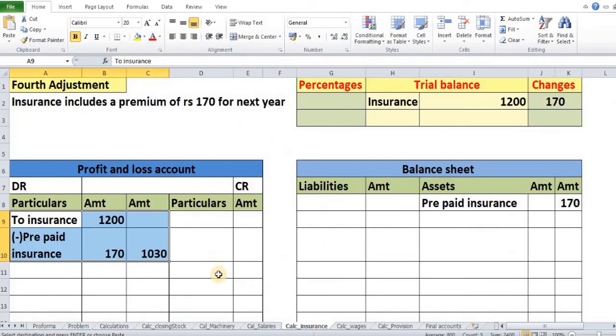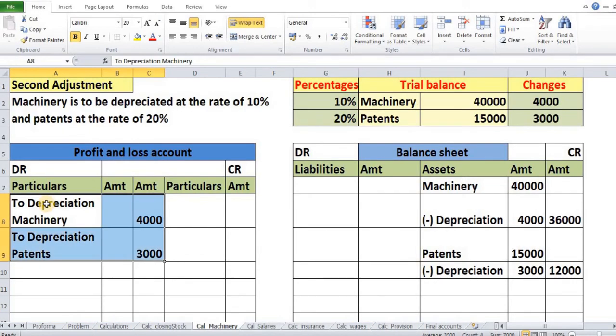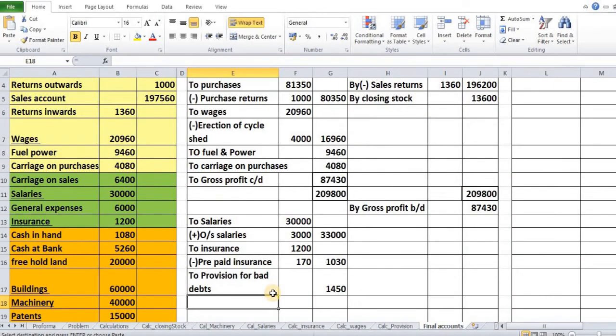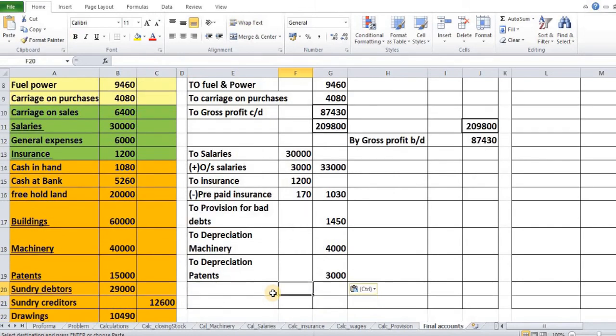In the adjustments, we have depreciation and provision for bad debts. Even for those accounts, we will copy the data from the working tab and paste it here. Now there are only 2 items left. Those are carriage on sales and general expenses. For carriage on sales, we don't have any adjustments.